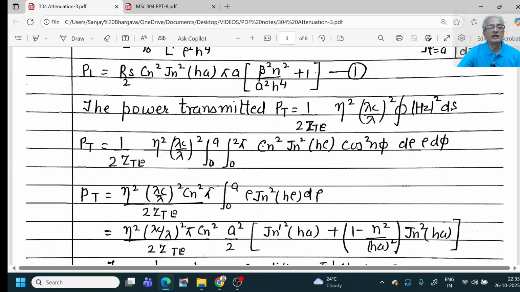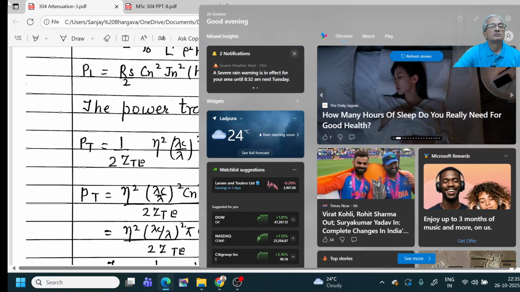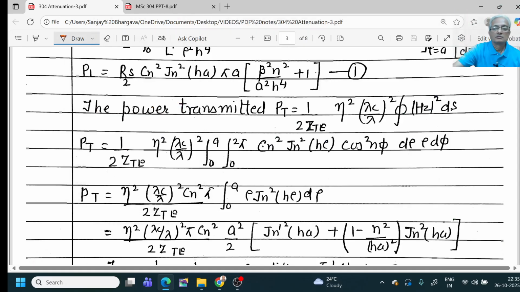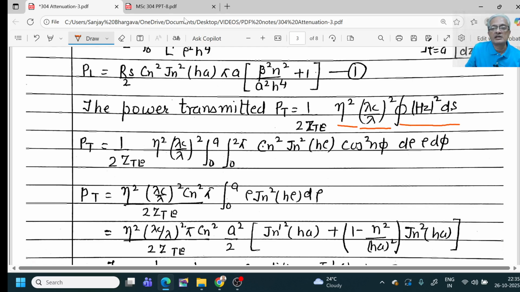After power lost, we need to calculate the power transmitted, and the power transmitted through the equation here, PT is equal to 1 upon 2 ZE η² (λc/λ)² Hz² ds. PT would be equal to 1 upon twice ZE η² (λc/λ)² integration 0 to a, 0 to 2π, Cn² Jn²(hρ) cos² nφ dρ ρ dφ.